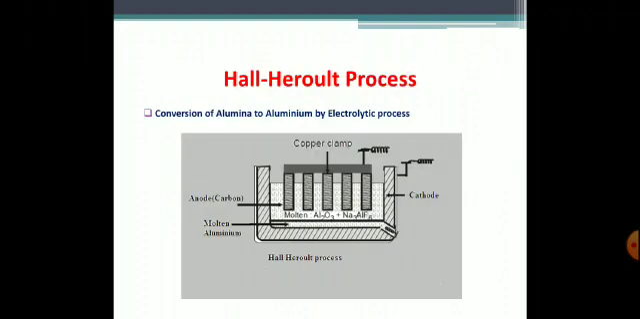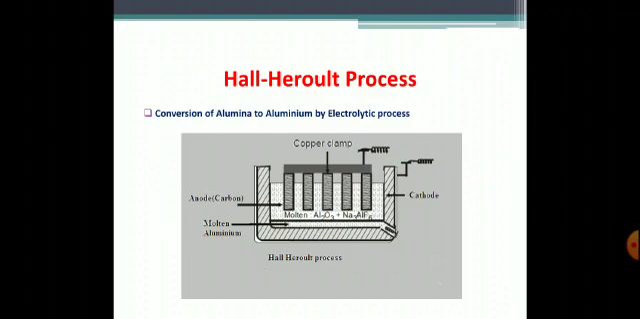The next process is the Hall-Héroult process. It is an electrolytic process. In this process, we convert pure alumina to aluminium. Alumina has a high melting point, above 2000 degrees Celsius. So, we want to reduce the melting point of alumina. That is why we add cryolite and feldspar to reduce the melting point of alumina. Cryolite is Na3AlF6. It has a low melting point, and calcium fluoride CaF2. Feldspar is added to reduce the melting point of alumina.